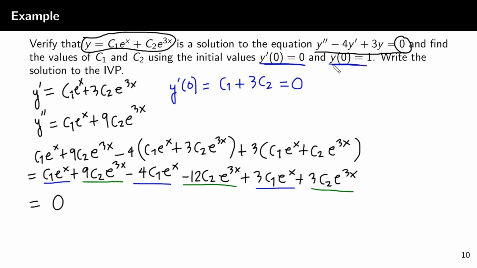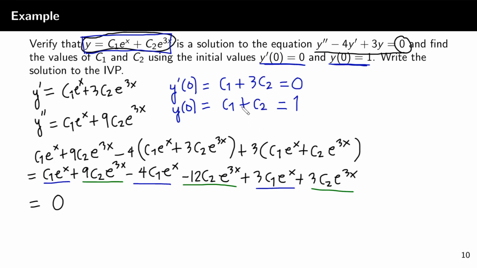Ngayon, gamitin natin itong y of 0 equals 1. Okay, we're going to use the function, the given solution. So y of 0, so again, yung mga exponentials natin magiging 1 lang din. e raised to x will become e raised to 0 and e raised to 3x will become e raised to 0. So y of 0 is equal to c sub 1 plus c sub 2, and this is equal to 1. Okay. So we actually have a system of linear equations, two unknowns.